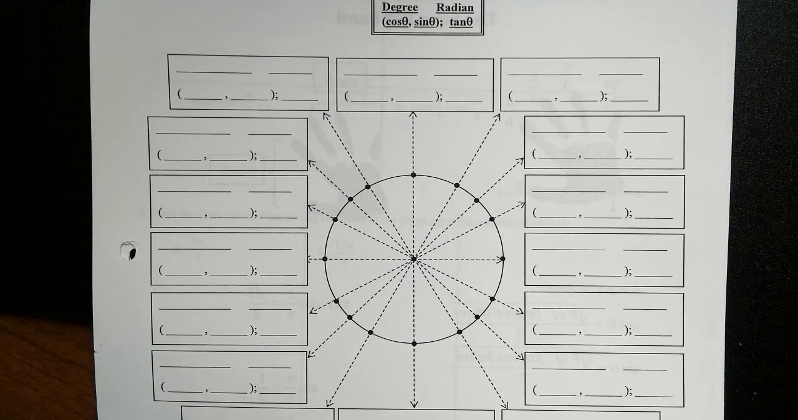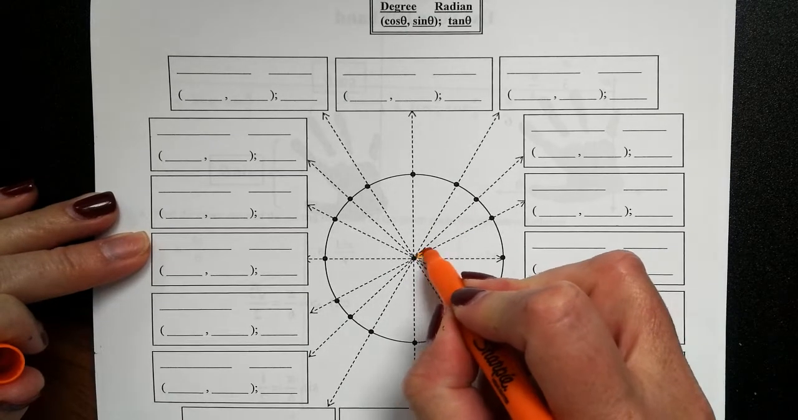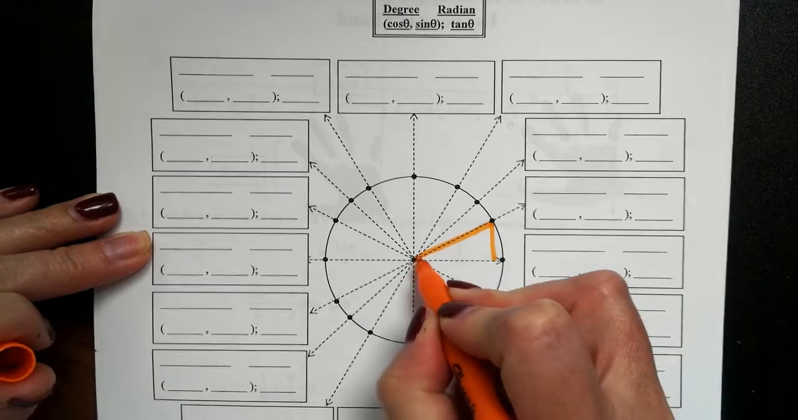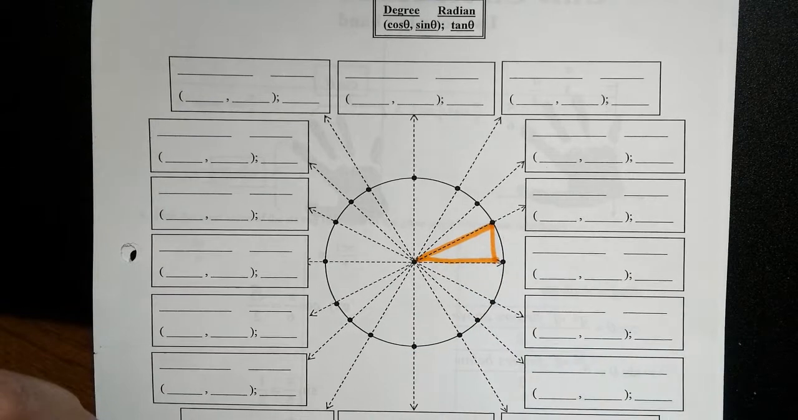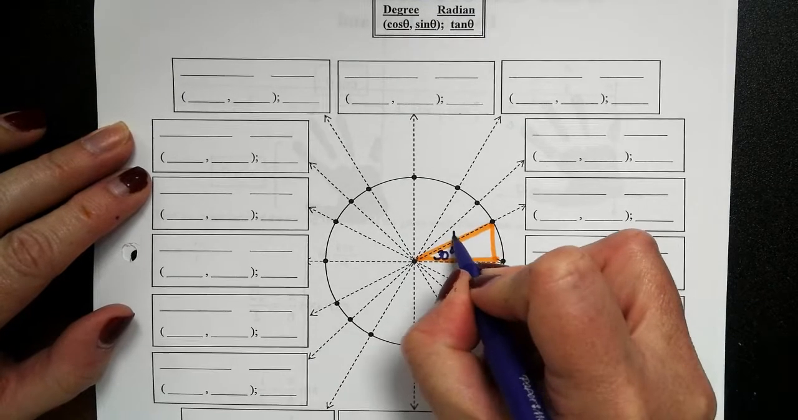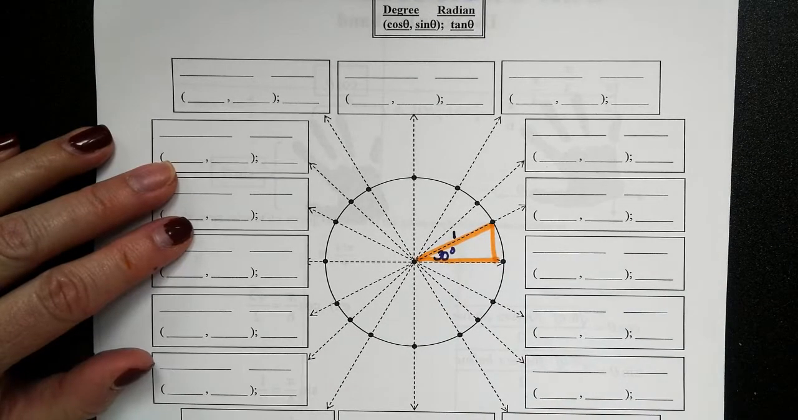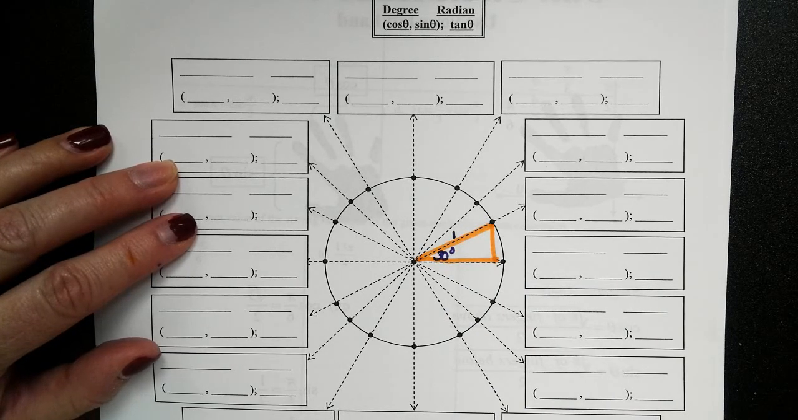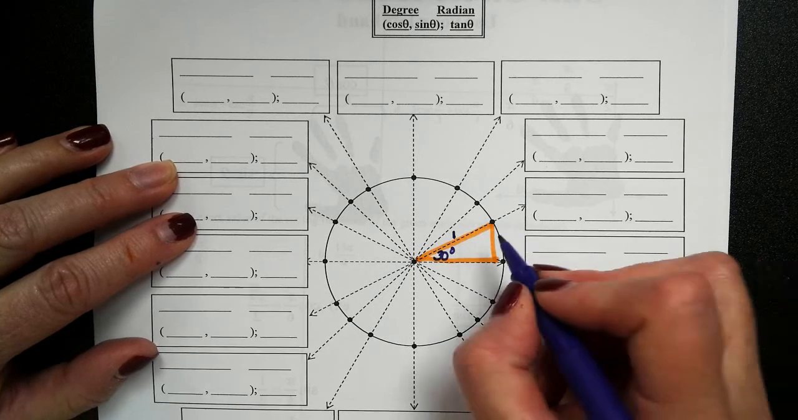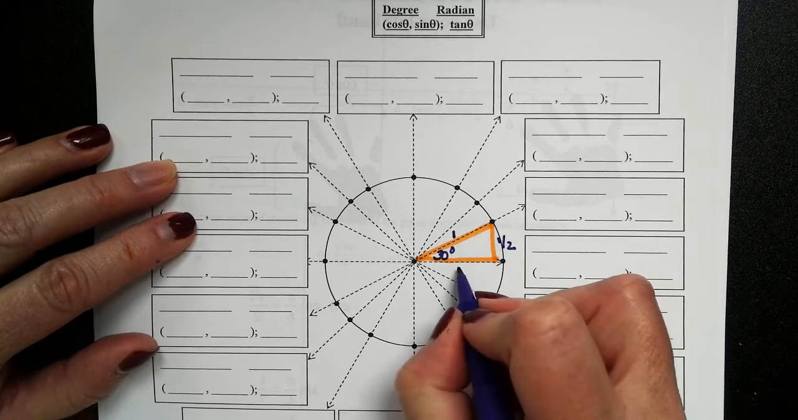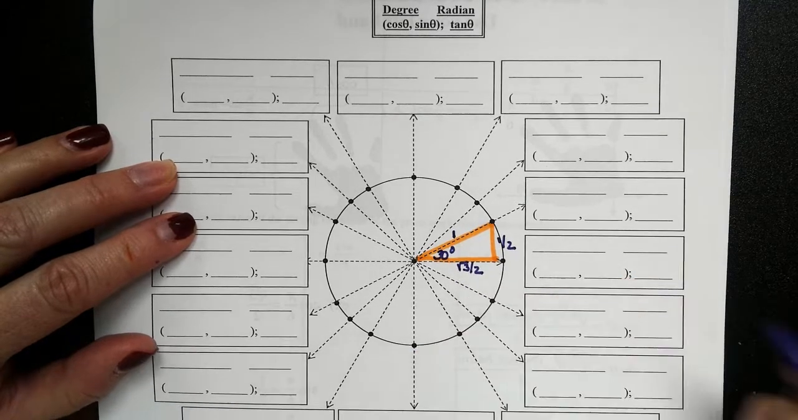So let's take a look in quadrant 1 and let's draw my 30-degree triangle as my central angle. So right here is my 30-degree angle. So here's my hypotenuse of 1. So if you remember my relationship of my 30, 60, 90 triangle, when my hypotenuse is 1, the side opposite my 30 degrees is 1/2. The side opposite my 60 degrees was square root 3 over 2.